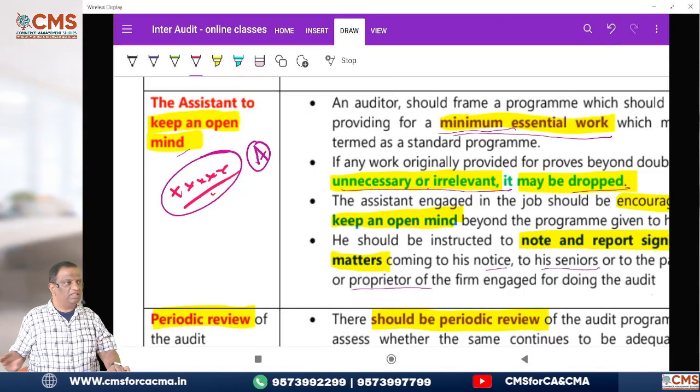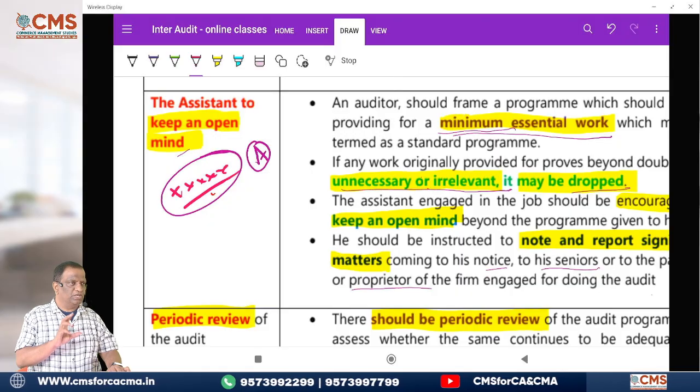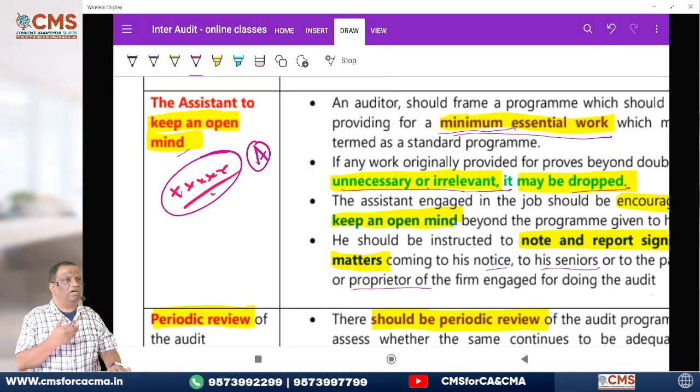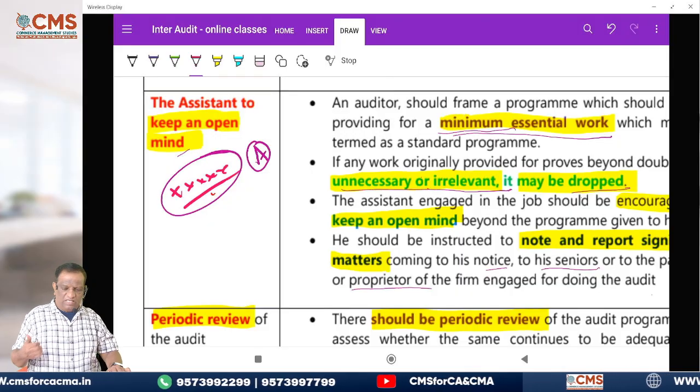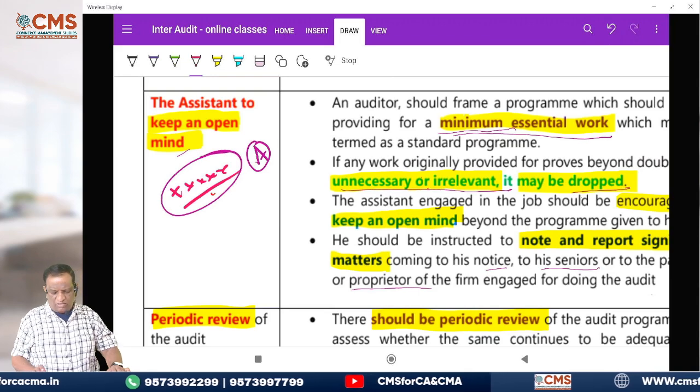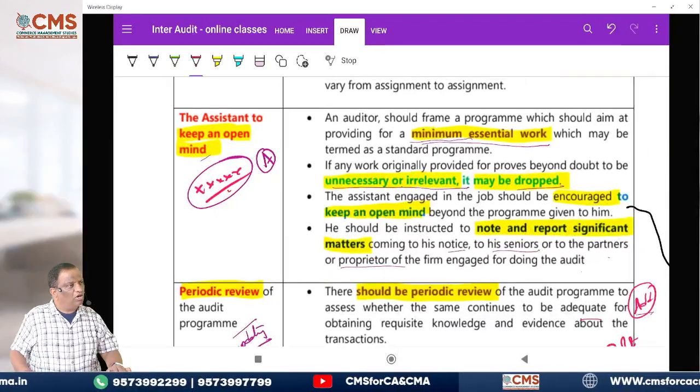So open mind, that is, I told you to take up 10% of samples. But say you are my article, and I send you to a client. Sitting here in the office, I thought 10% of samples are sufficient. Now we have gone to the client.